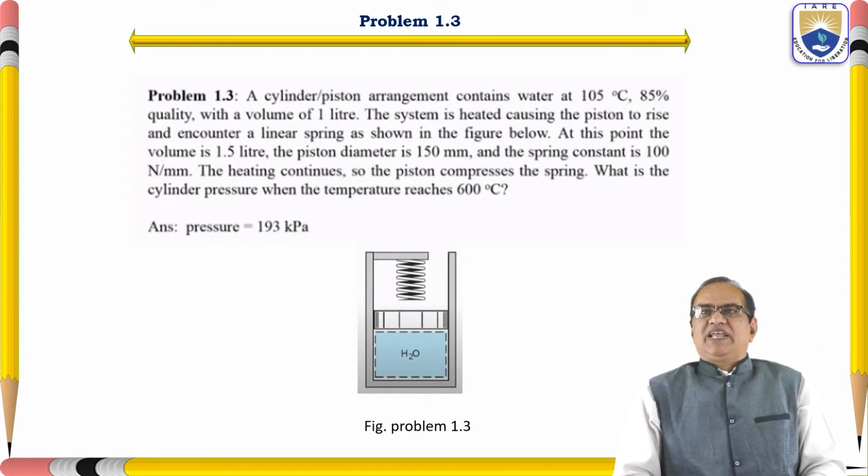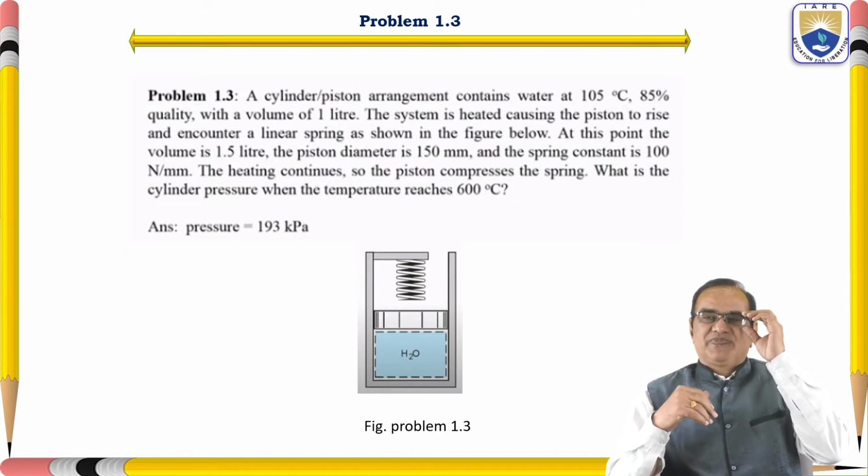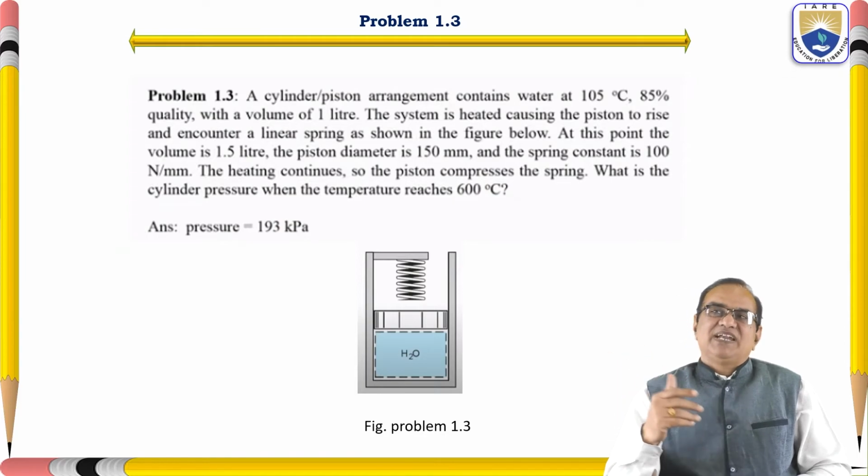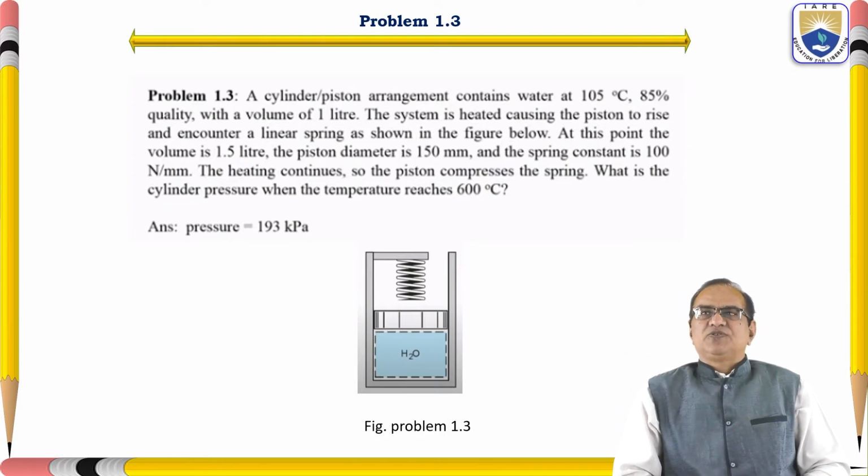A cylinder piston arrangement contains water at 105 degrees centigrade, 85% quality. Here we have to take very much care because it is a two-phase system. Quality 85 means, if it is 100, it is dry saturated vapor. But here it is 85%, it is not dry, that I will be discussing in the solution of the problem, with a volume of 1 liter. So state 1 is given, T is given, V is given.